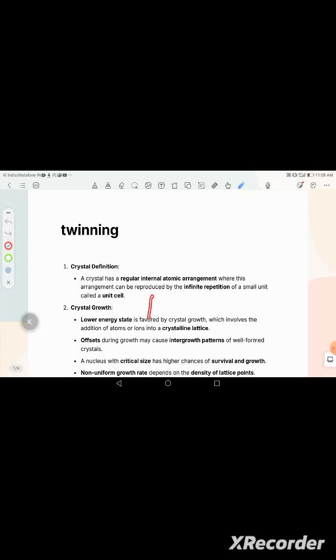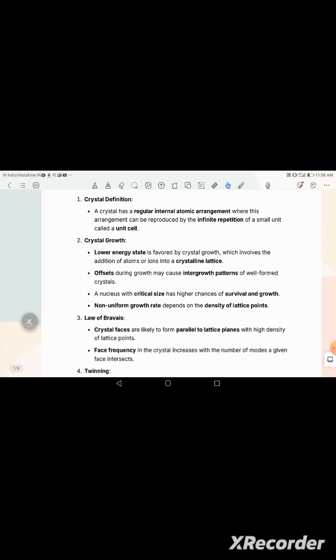So what does twinning definition mean? We'll start with the crystal definition. A crystal is a regular arrangement where the unit cell can be infinitely repeated. Then comes the crystal growth.